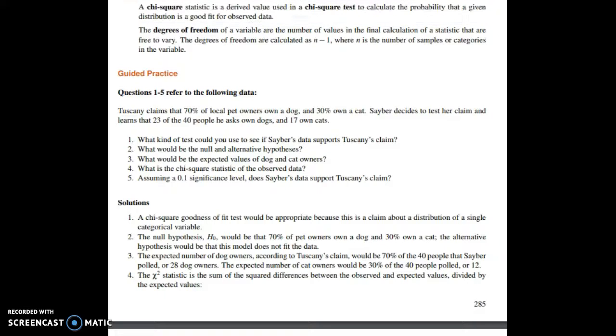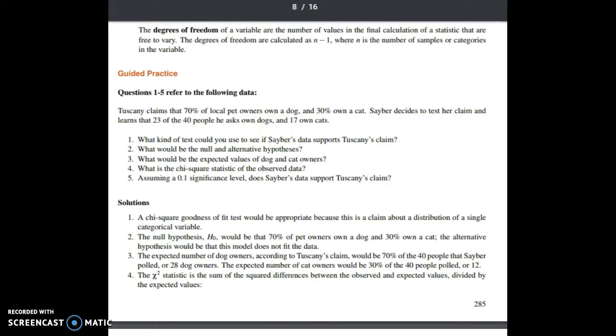Alexander, and right now I'm going to talk to you about the chi-square goodness of fit test, which is a test of whether a sample matches a proposed distribution. For instance, I have found an example from our book. It says Tuscany claims that 70% of local pet owners own a dog and 30% own a cat. Sabre decides to test her claim and learns that 23 of these people he asks own dogs, 17 own cats.